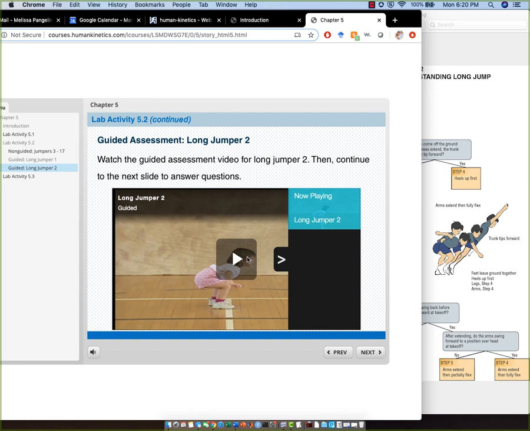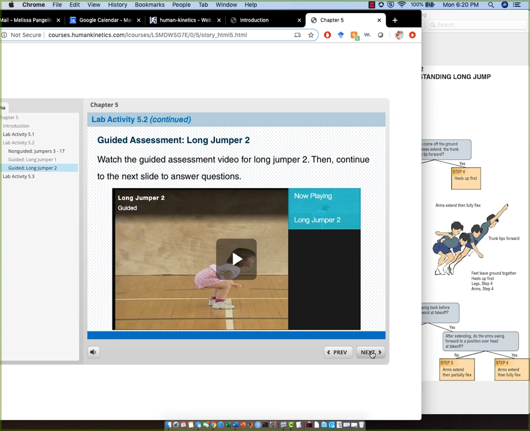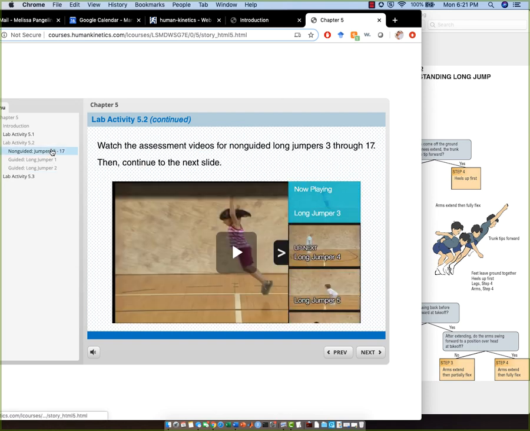Okay, so now you're ready to watch the guided video assessment for jumper 2. Again, pay attention to figure 512. Make notes in terms of what you think the leg action is, and then watch again and make notes about what you think the arm action is. Once you've watched the videos and have taken notes, you can hit the next button and start answering questions regarding jumper 2. When you feel pretty good about doing the guided assessments, then you're going to move to the non-guided jumpers number 3 through 17.